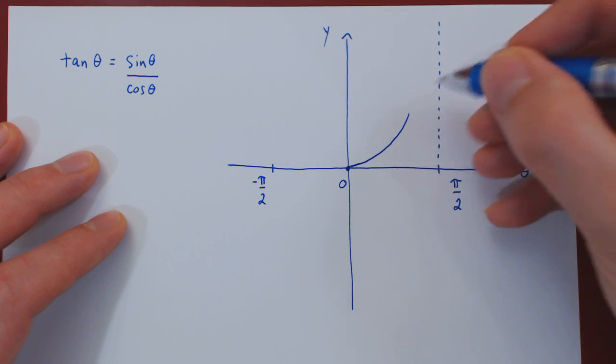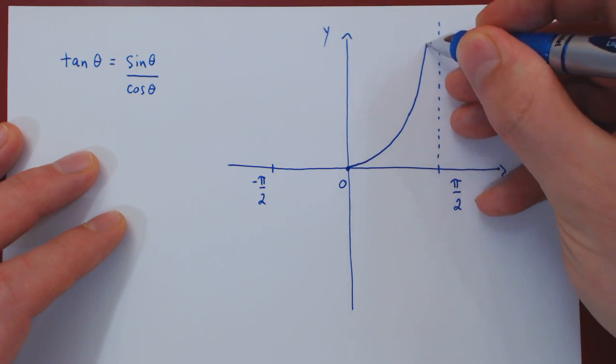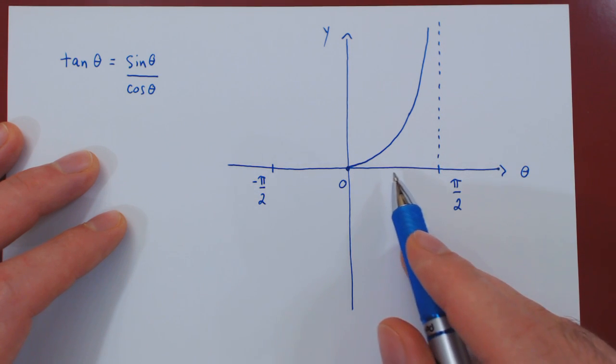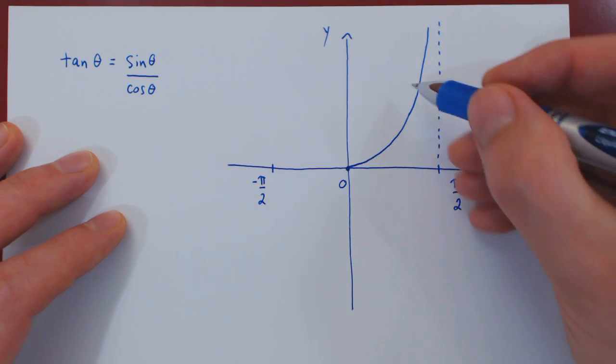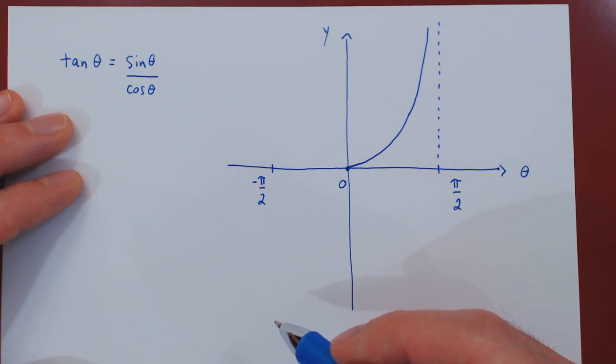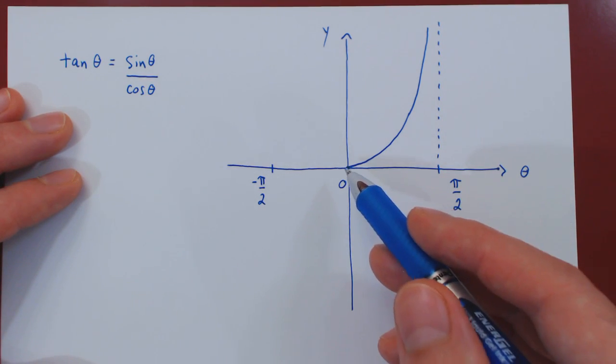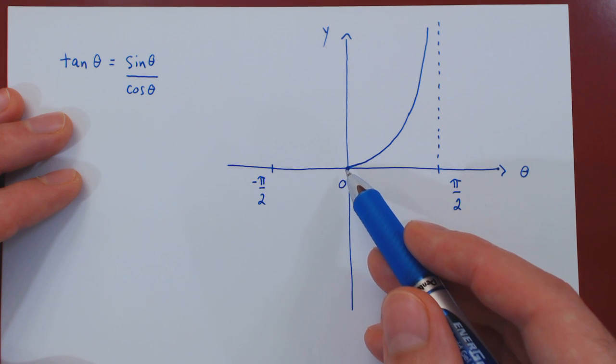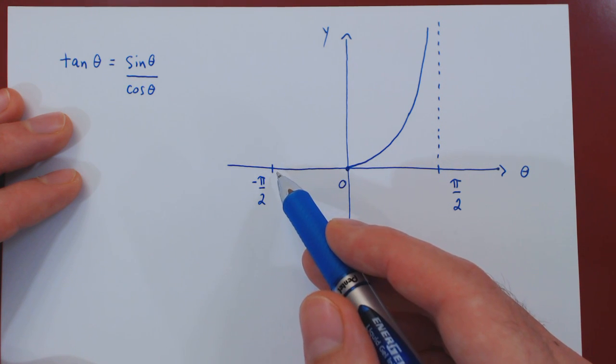Tan would look something like this. And as theta gets closer and closer to pi over 2 from the left, the tangent will keep shooting up forever. And now we can make a similar analysis from 0 to negative pi over 2.